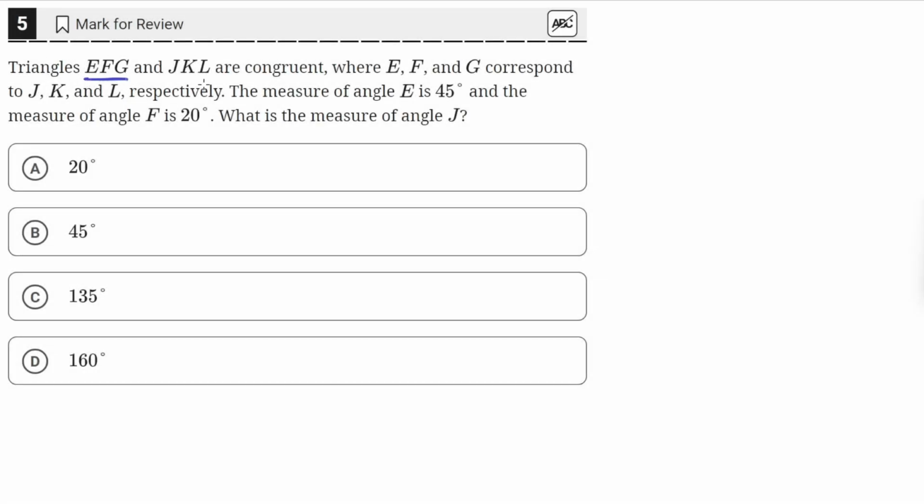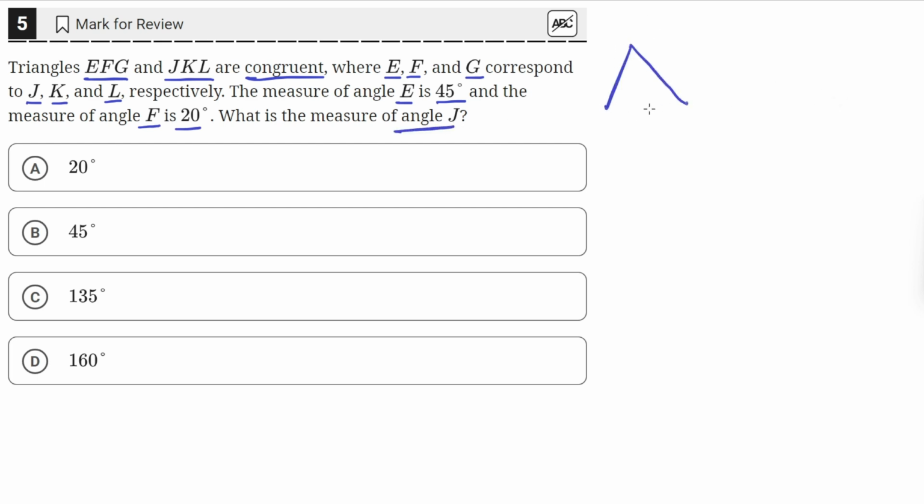Triangles EFG and JKL are congruent, where E, F, and G correspond to J, K, and L respectively. The measure of angle E is 45 degrees, and the measure of angle F is 20 degrees. What is the measure of angle J?